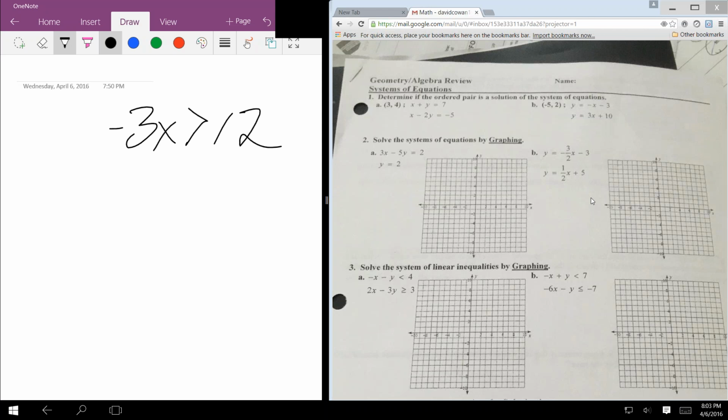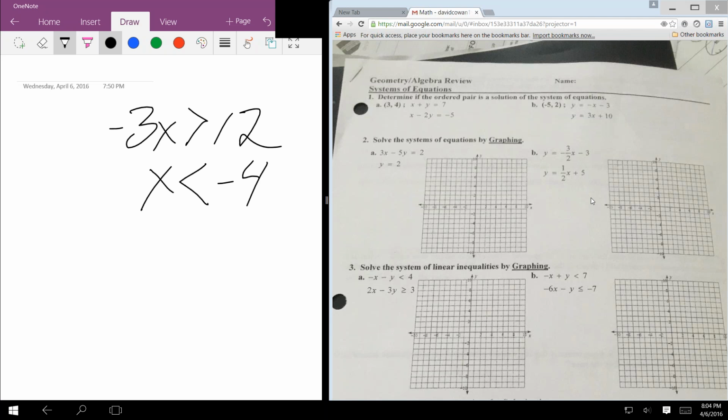So the answer would be x is greater than -4. The one difference between solving an equation and solving an inequality is that you switch the sign only if you're dividing or multiplying by a negative number, not if you're adding or subtracting. If you're multiplying or dividing by a negative number, you have to switch the sign. It doesn't change anything else. You're still dividing by -3, so you still get -4 right there. So x is less than -4.